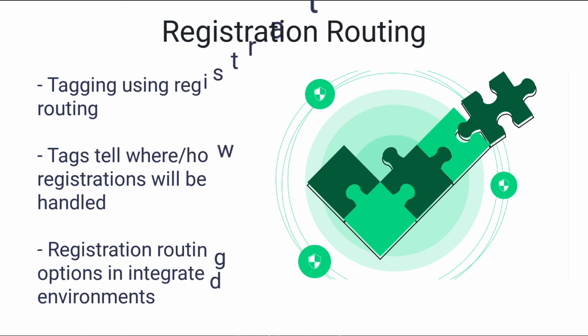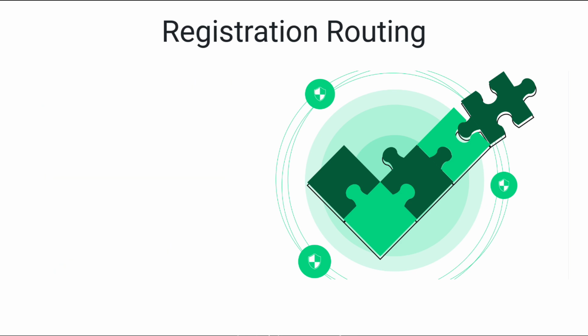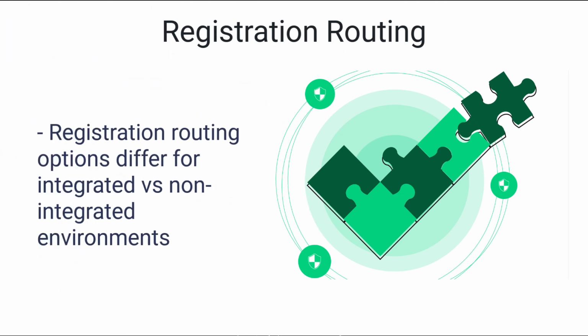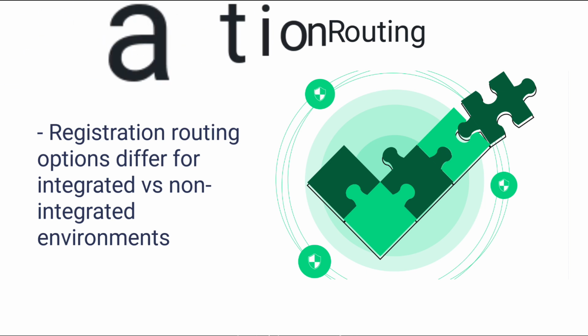At PaymentWorks, we call this tagging feature registration routing. You may have heard this term previously referenced in other training videos and documentation. All in all, registration routing essentially allows you as the approver to tell PaymentWorks and subsequently your integration what to do with a specific registration and payee information.